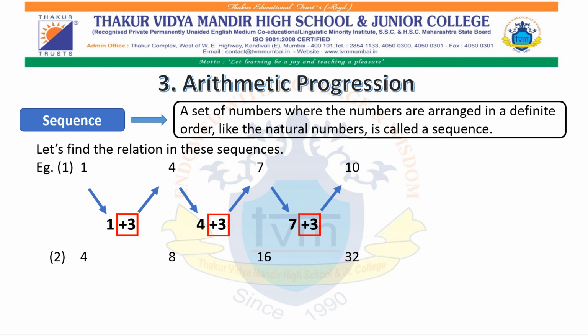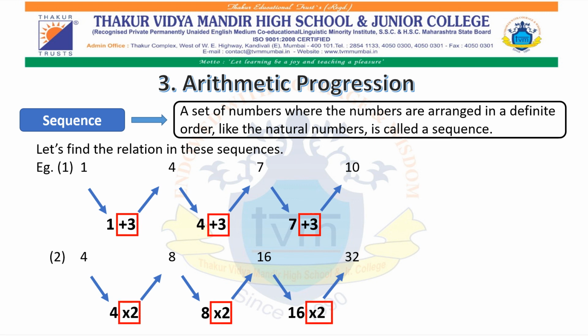Let us see the second example. The sequence given here is 4, 8, 16 and 32. When we check the relation between the first and the second term here, we get that they multiplied the previous number by 2 and got the next term, that is 8. For getting the third term, again they applied the same condition. They multiplied the previous term 8 by 2 and got the next term, that is 16. For getting the fourth term, again they did the same thing. They took the previous term, that is 16, multiplied it by 2 and got the fourth term, that is 32. Here what relation do they have?